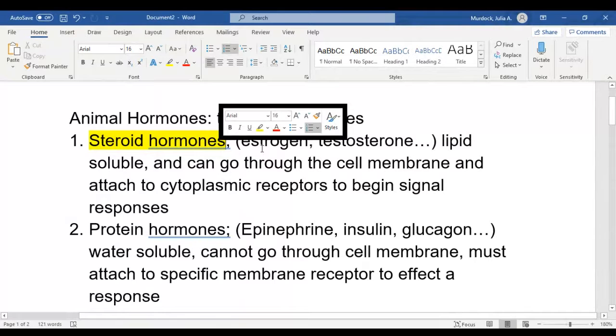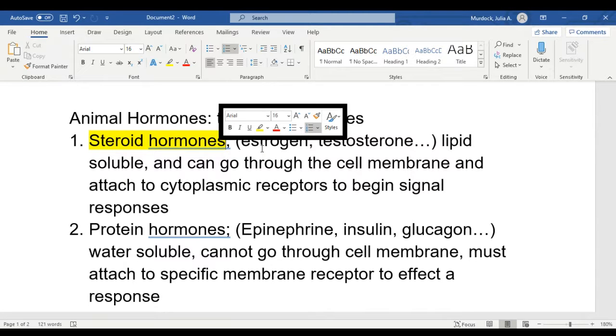Now, these are lipid soluble, and what that means is that their reception step actually happens in the cytoplasm because they can go right through the phospholipid layer. All steroids can do that. Steroids are kind of made of lipid themselves, and so they're not bothered by those nonpolar phospholipid tails that are a barrier to most other things. So steroid hormones can go right through there. They get received by a receptor molecule.